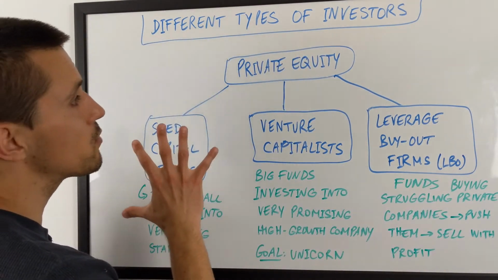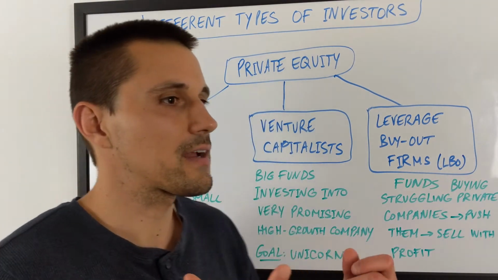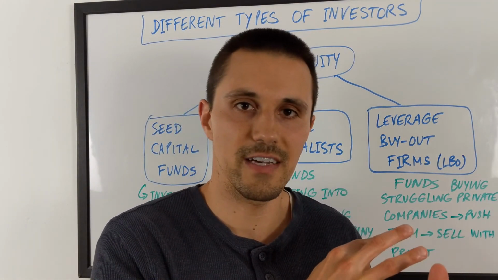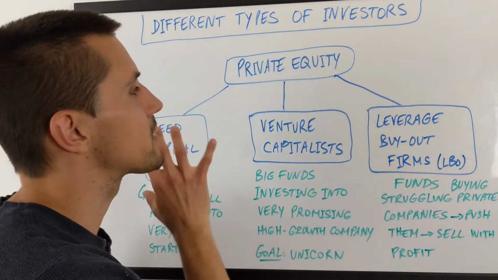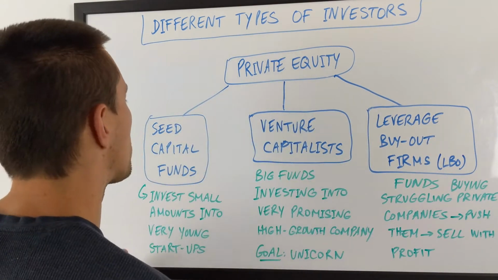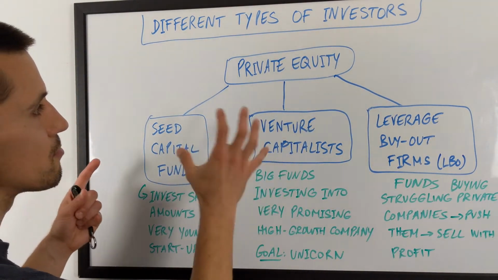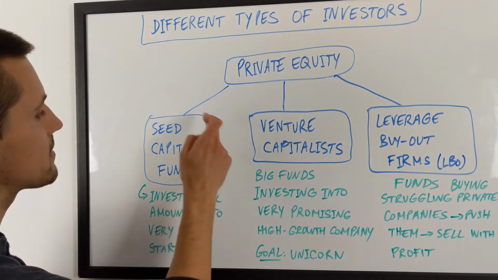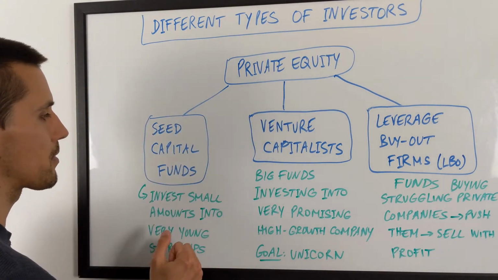So in private equity, sometimes you see private equity being part of institutional investors, but I would like to separate them because it makes much more sense in my opinion. So let's start with the smallest group or fund. This is everything related to seed capital, okay?